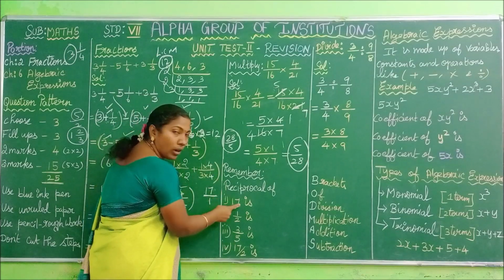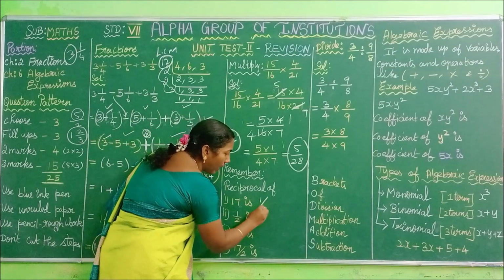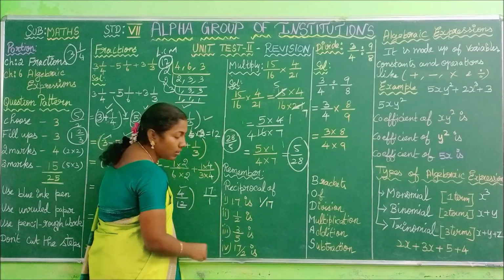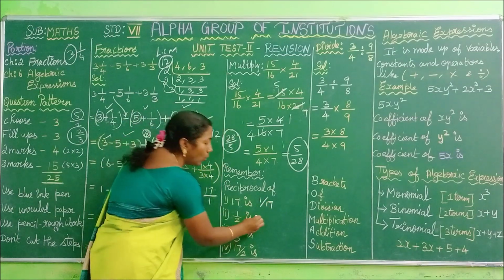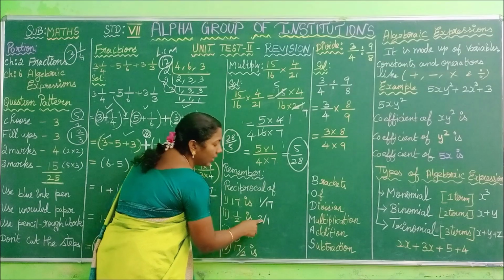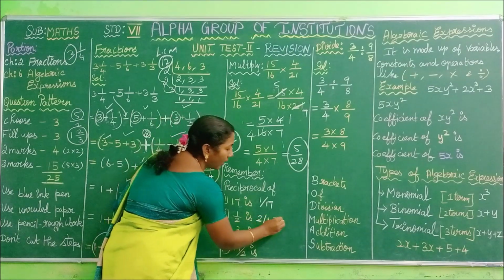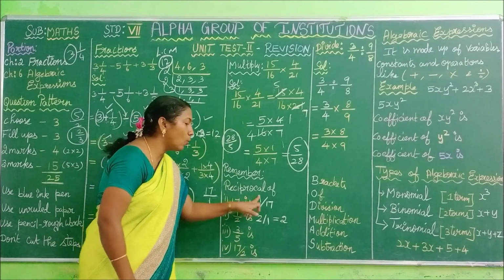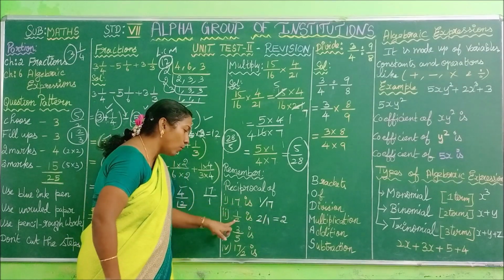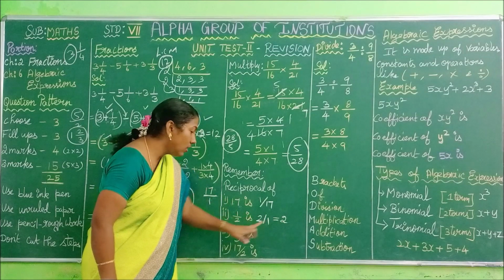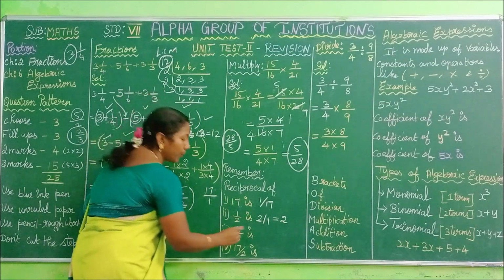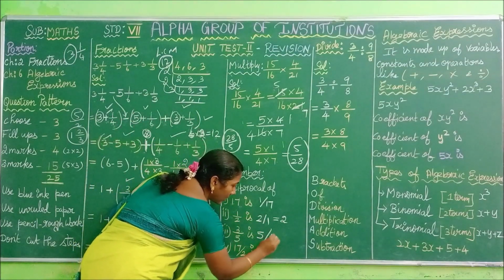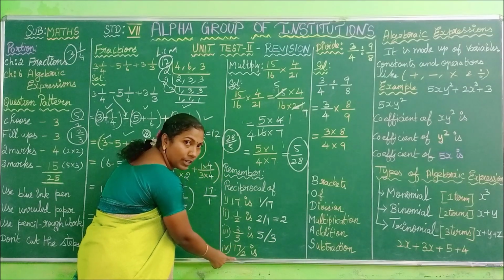So the reciprocal of 17 is 1 by 17. Do you understand? What is the reciprocal of 1 by 2? 2 by 1. In the denominator it has 1, so you can leave it and write simply 2. So the reciprocal of 17 is 1 by 17. Reciprocal of 1 by 2 is 2. Do you understand? What is the reciprocal of 3 by 5? Yes, 5 by 3.